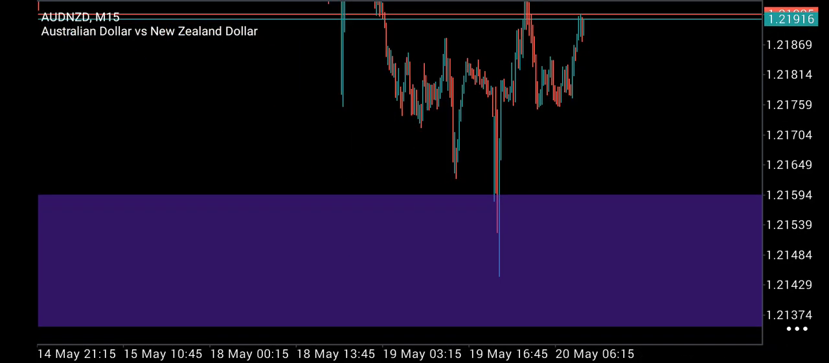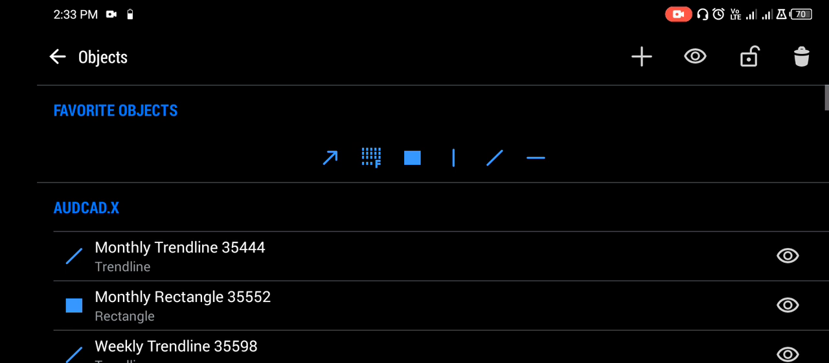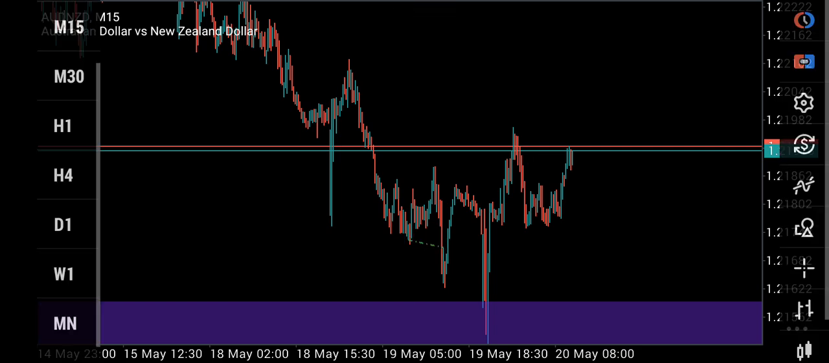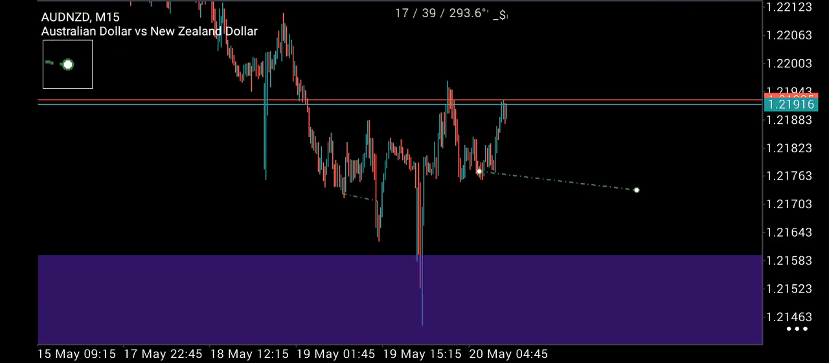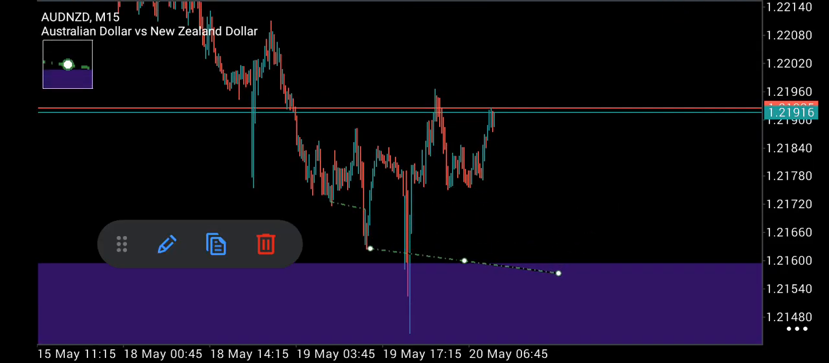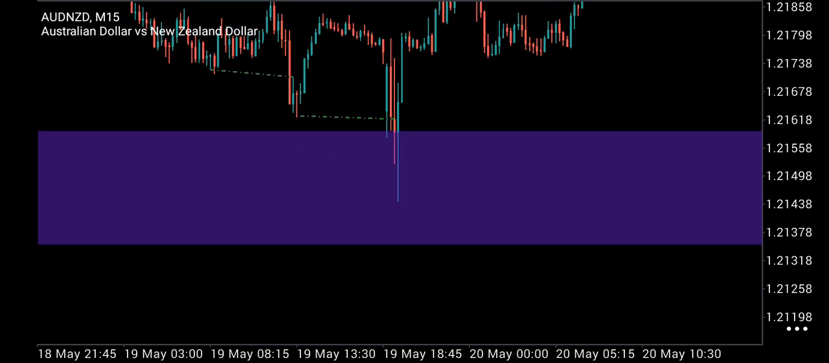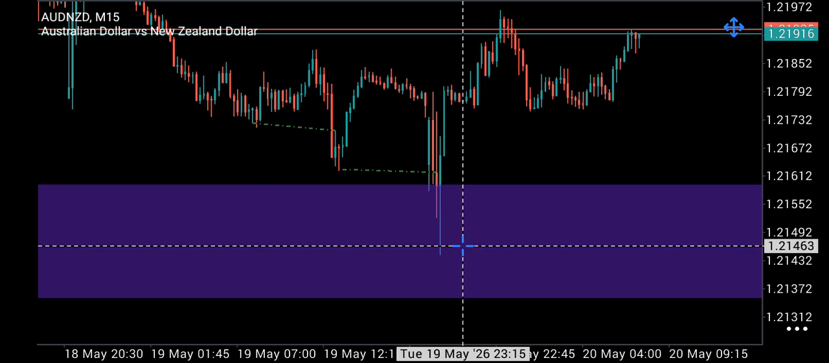So on the 15 minutes, let's mark the structure. We have this break of structure. Let's mark our structure as we approach that daily order block. We have that break of structure. The line is not perfect, but let's leave it like that. And we also have this last break of structure on the 15 minutes there. So that was the last break of structure to the downside, before we mitigated this daily order block.